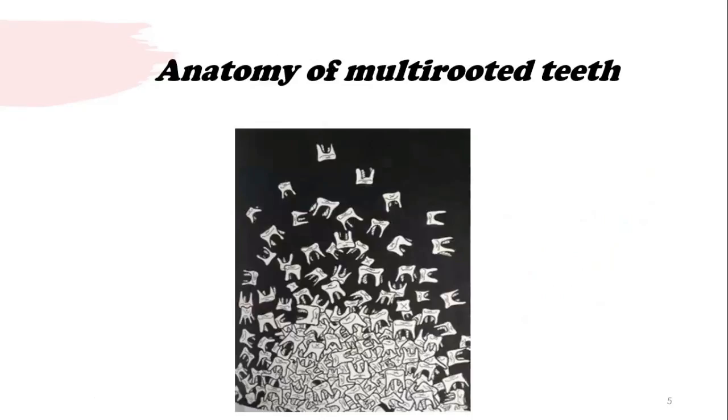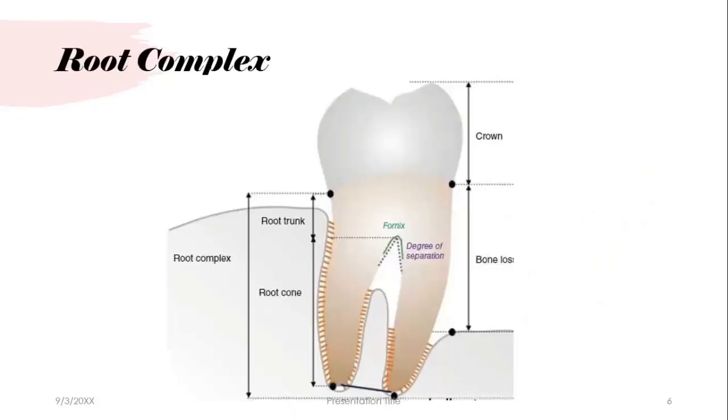Basically, the first step to know more about furcation defects is to know about the anatomy of multirooted teeth. Root complex means all parts of the root, from the cemento enamel junction to the apex of the root. Root complex has two parts: the non-divided part, which is the trunk, from the cemento enamel junction to the separator area, and the divided part, from the furcation entrance to the rest of the root cone.